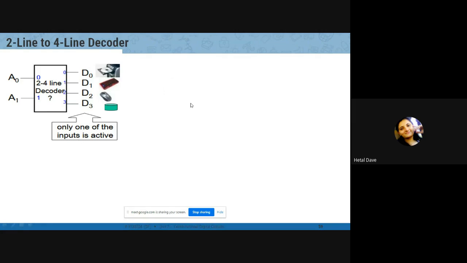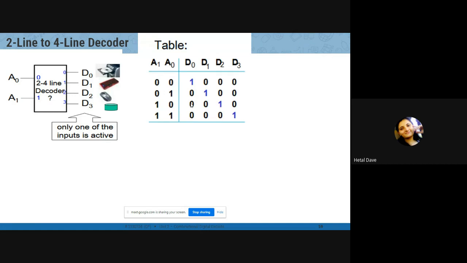So after the block diagram, what is our next step? Once the block diagram is prepared, what is the next step? Truth table. So in the truth table, A1 input, A0 input, and D0, D1, D2, D3 are outputs. Whenever the input is 0, 0, the D0 line should be activated. The rest of the lines should be deactivated. D3 means the input is 1, 1. The D3 line should be activated. The rest of the lines will be deactivated.